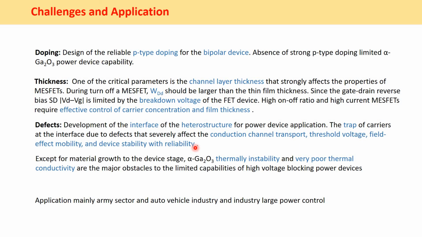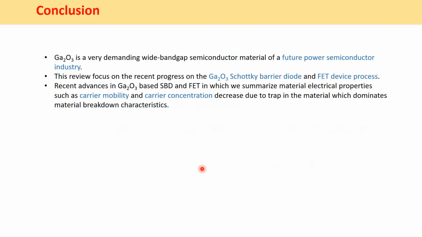In the electrical characteristics, in terms of electron mobility, we have to develop. Apart from this, alpha gallium oxide is thermally unstable, and very poor thermal conductivity is a major obstacle. In the application stage, alpha gallium oxide is mainly used in the army sector, the auto vehicle industry, and also for large power control in industry.